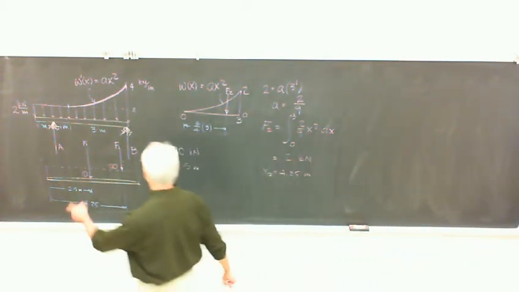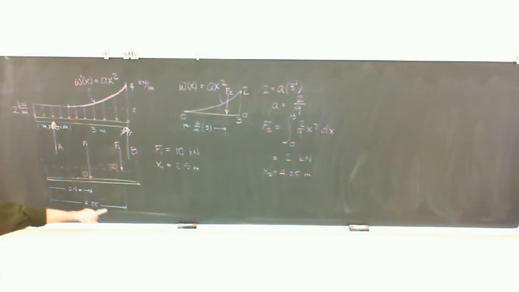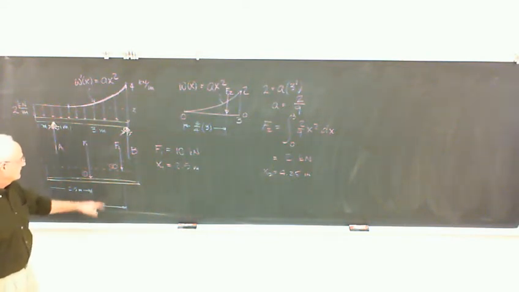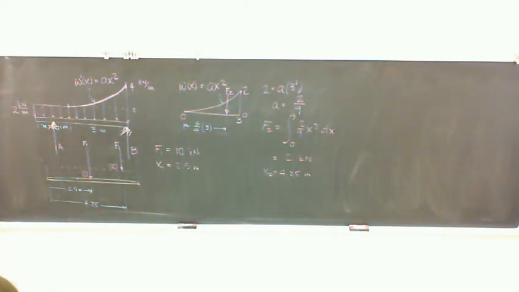We know A plus B must equal F1 plus F2, and then sum the moments, most likely about the left end, just because that's where we have the moment arms already. But you can do it about anywhere, doesn't matter.